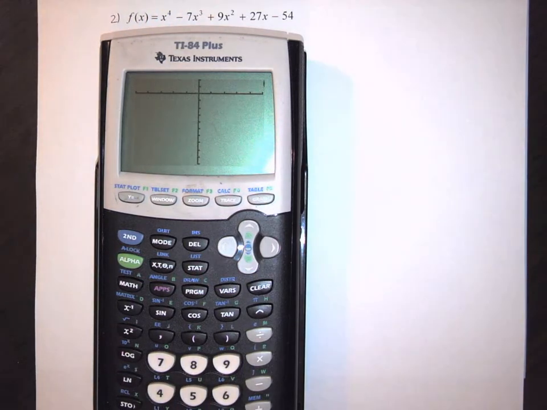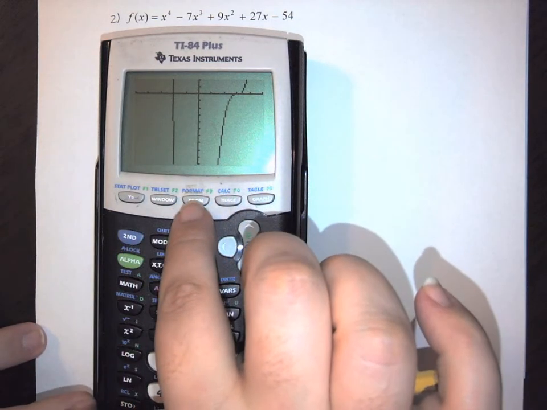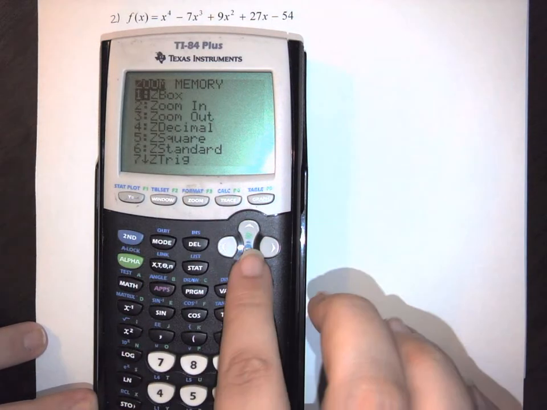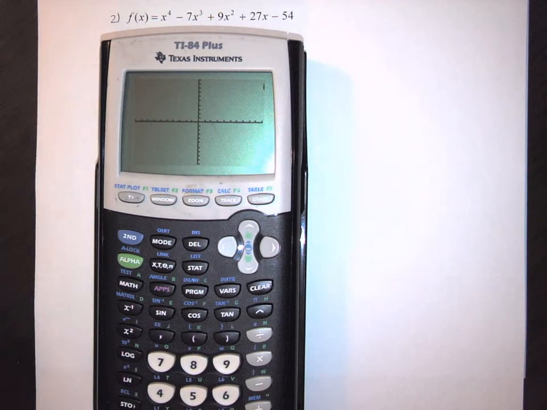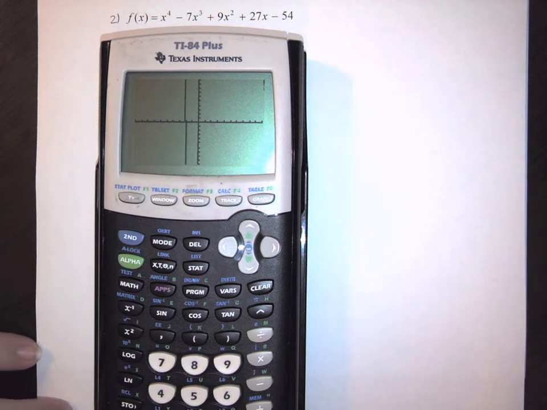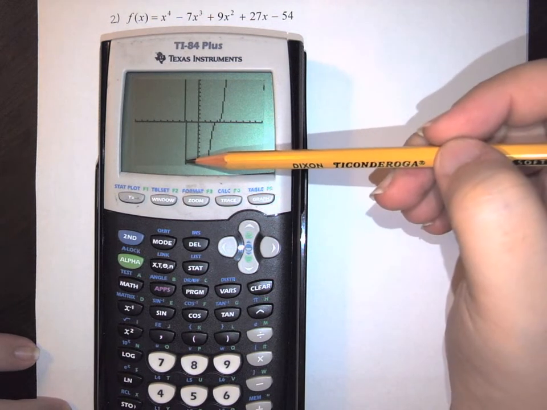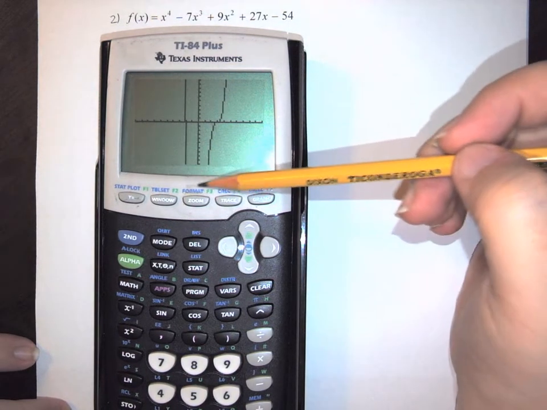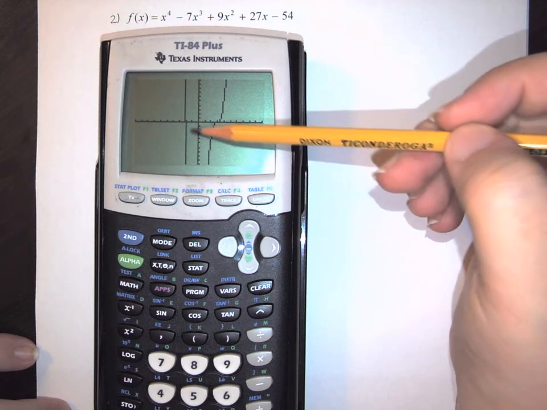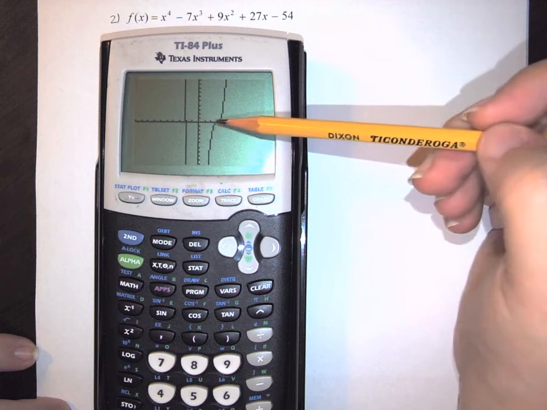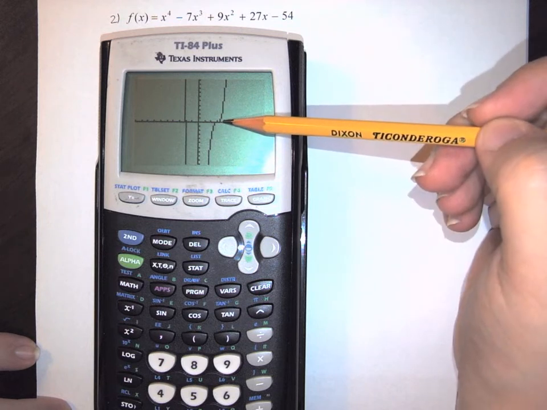Now, yes, we're leaving the window kind of as is, but that's okay. And so now what you can do is you would come here, you could go to zoom. You can come down here to zoom standard, which is going to kind of pull your window back a little bit. And so if you look, you can see that we're still having a little bit of problem down here in the bottom. However, what I care the most about is going to be my x terms here.